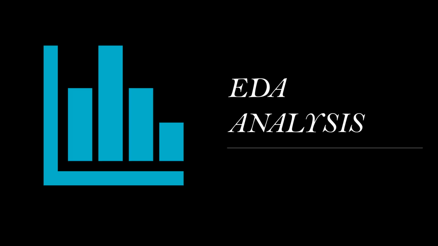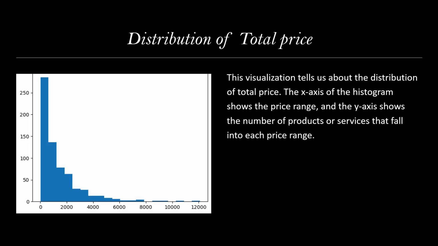Coming to the EDA analysis, the first one is the distribution of total price. This visualization tells us about the distribution of total price. Here the x-axis of the histogram shows the price range while the y-axis shows the number of products or services that fall under each price range.